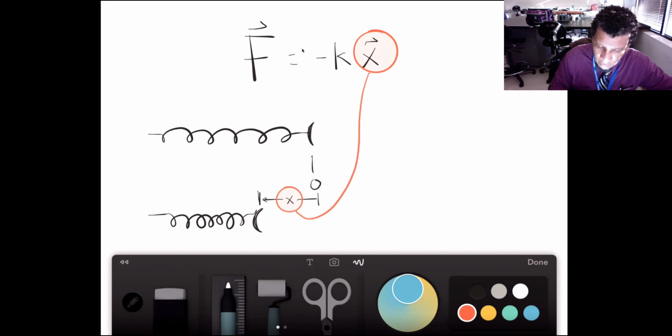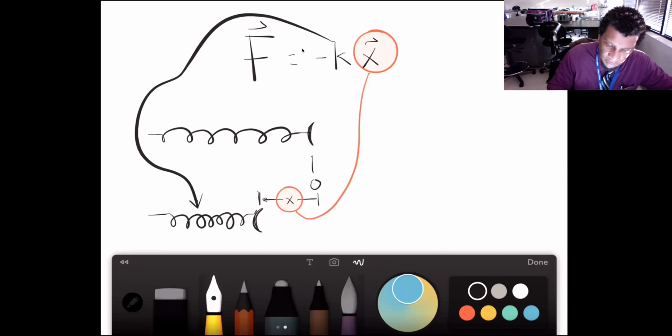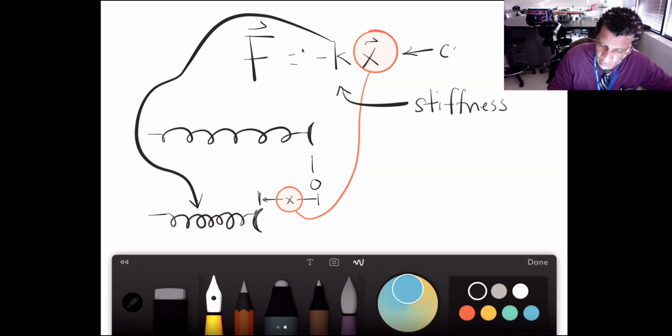All right. And now the k is actually a property of the spring. It has to do with the stiffness. So I'll just say stiffness. And x is going to be compression or extension.